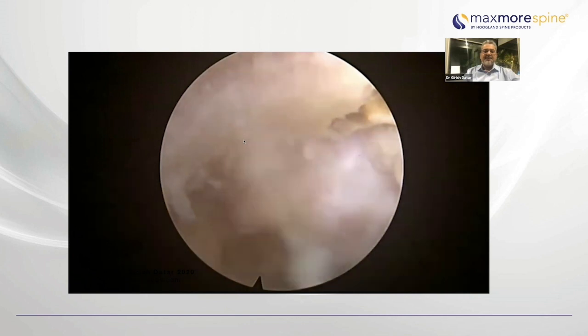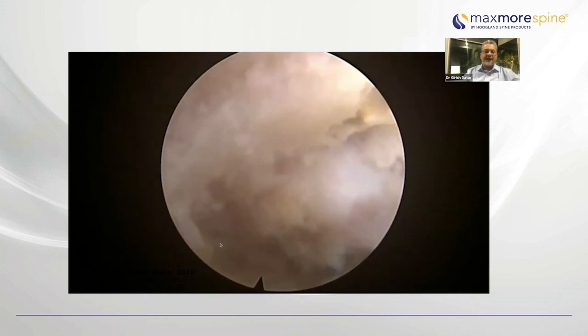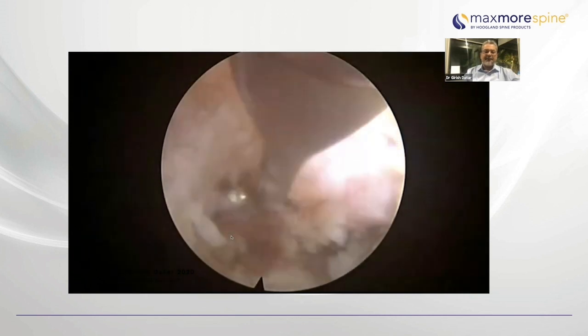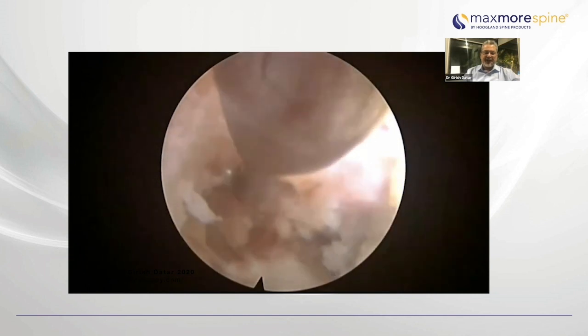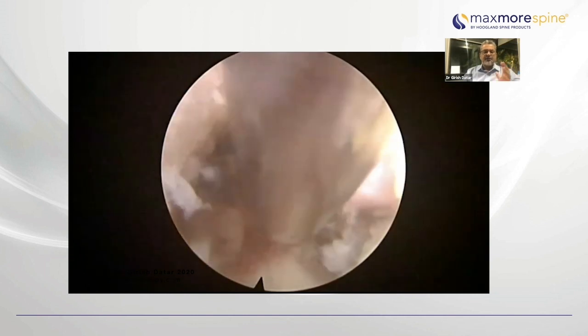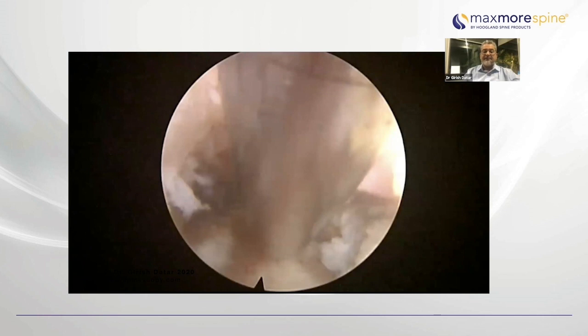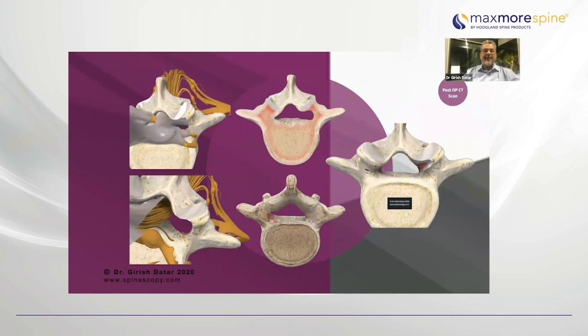So this is the SAP, this is the pedicle that you see, and the part of the vertebral body which is gone. I'm putting in a 3 millimeter instrument just to check whether the decompression is easy. So I'm able to put the 3 millimeter instrument without any hindrance. This tells me that I am pretty well decompressed.